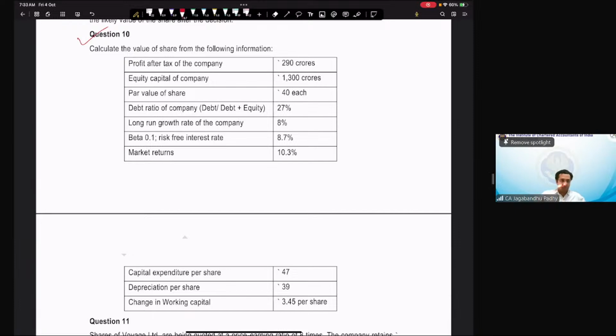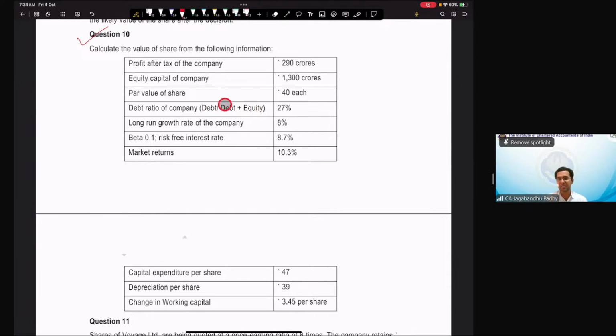So calculate the value of the share from the following information. Profit after tax of the company is 290 crores. Equity capital of the company is 1300 crores. Par value of the share, which is the face value of the share, is 40 rupees each. Debt ratio of the company is debt upon debt plus equity.